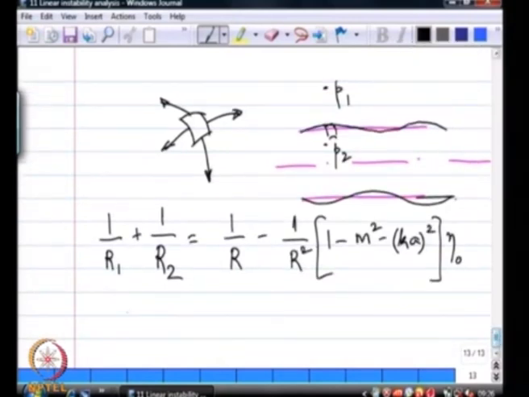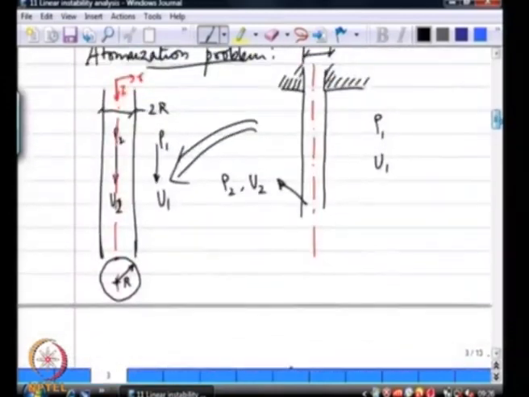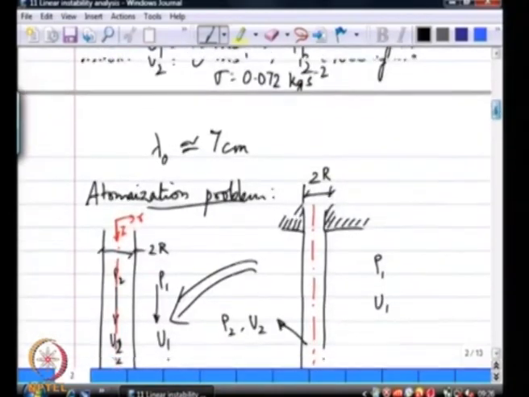As you will recognize, m is the circumferential wave number and k is the axial wave number. R is the unperturbed jet radius, as shown in this figure.